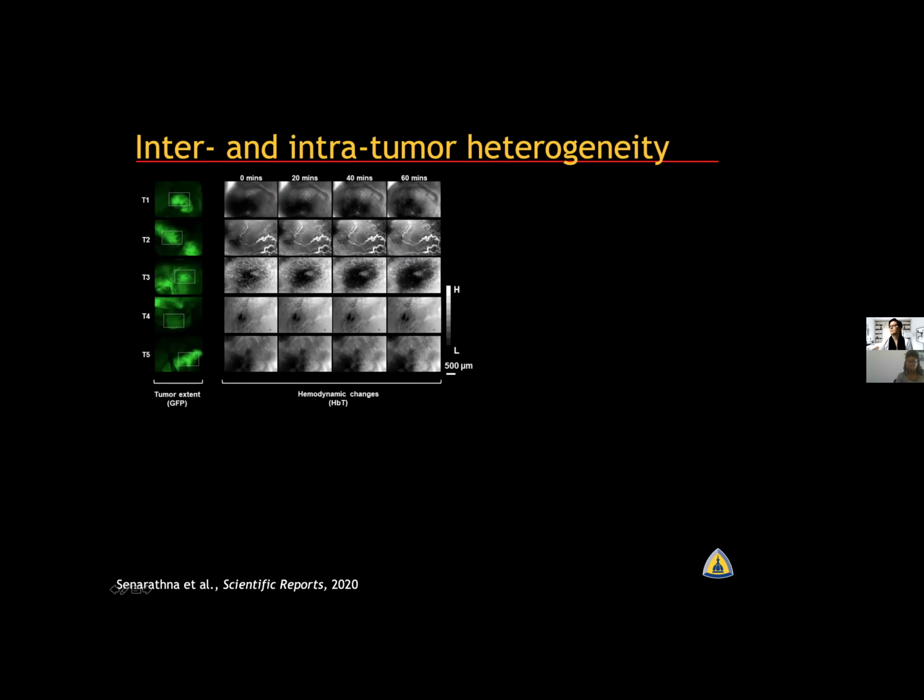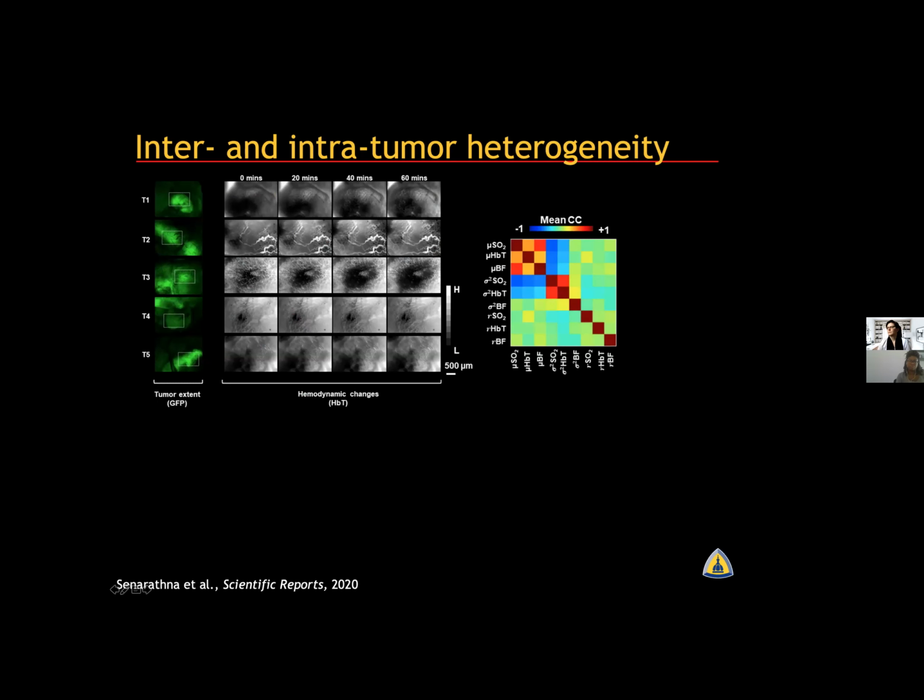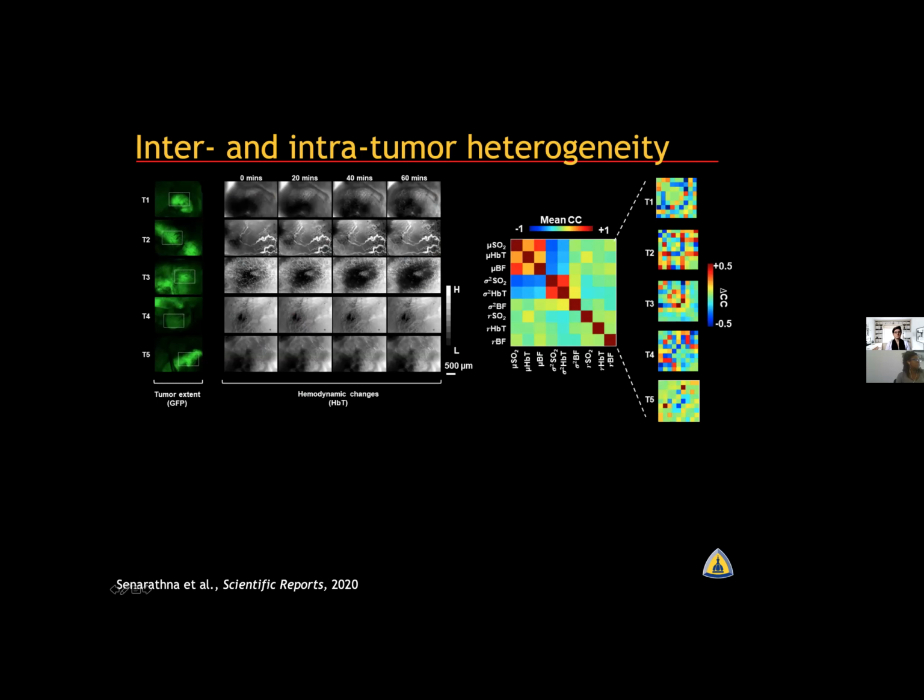We can also look at heterogeneity in these tumors. So we can do this for 5 different tumors. As you can see here, T1 to T5 are 5 different breast tumor models. And this just shows the images from these tumors over time from 0 to 60 minutes. And then we can extract these parameters: these are the parameters averaged over all 5 tumors. These are the parameters for individual tumors.